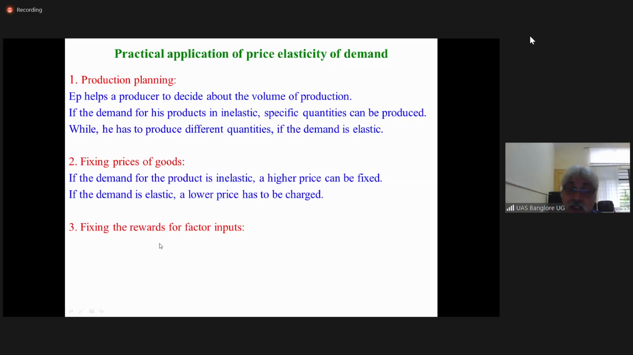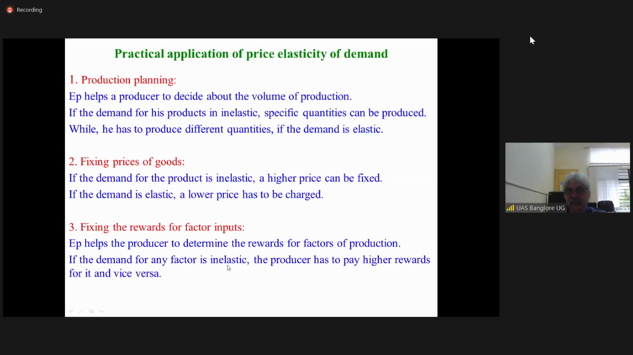Then fixing the rewards for factor inputs. The elasticity of demand also helps in fixing the factor input prices. It helps the producer to determine the rewards for factors of production, all your inputs. If the demand for any factor is inelastic, the producer has to pay higher rewards. Otherwise, he will not come for it, and vice versa.